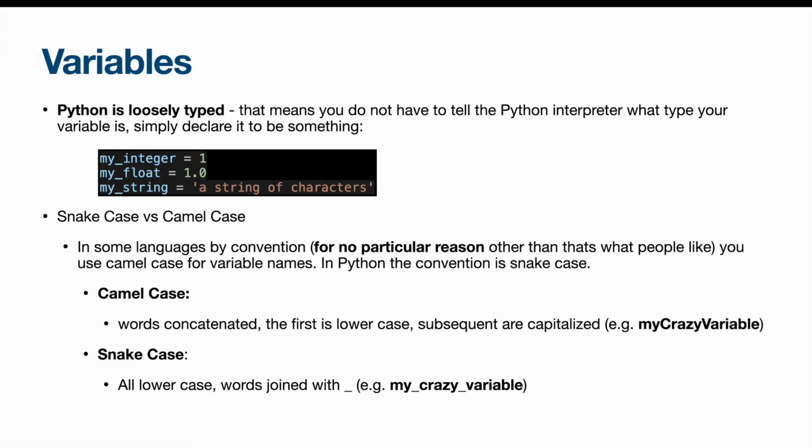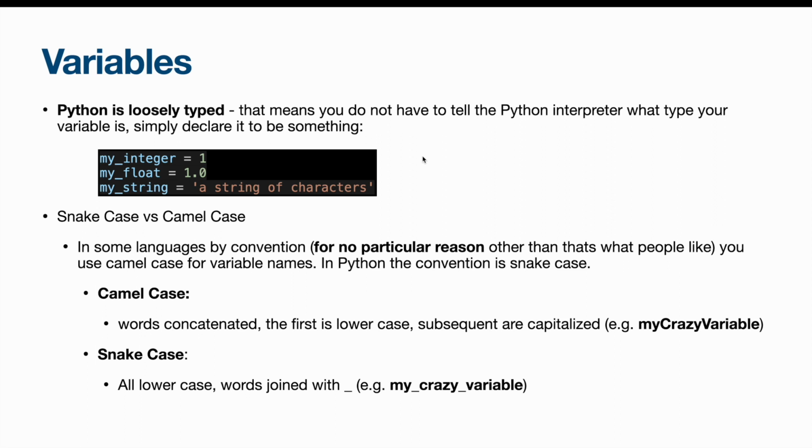Okay, so variables. If you've used a language like Java or C++, a compiled language, those languages are what's called strongly typed, meaning when you declare a variable to exist in memory, you have to tell the compiler what type that variable is, whether or not it's an integer or a decimal number or a string of characters. And that's so the compiler knows how much memory space to reserve for it. And then you can never assign anything of a different type to that variable.